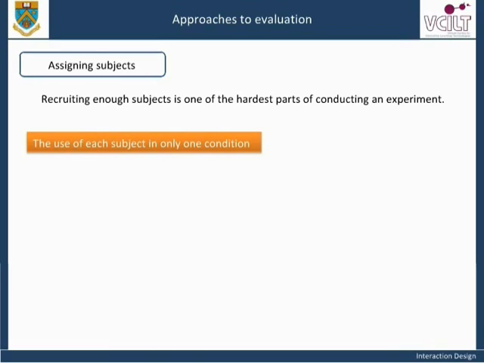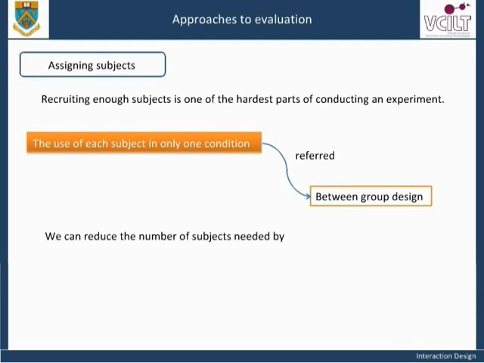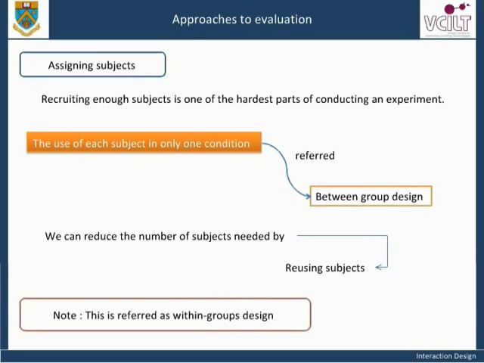The use of each subject in only one condition is referred to as between groups design. We can reduce the number of subjects needed by reusing subjects in different conditions, referred to as within groups design. However, subjects may then carry over experience from one condition to another, and so introduce a confounding variable into the experiment.